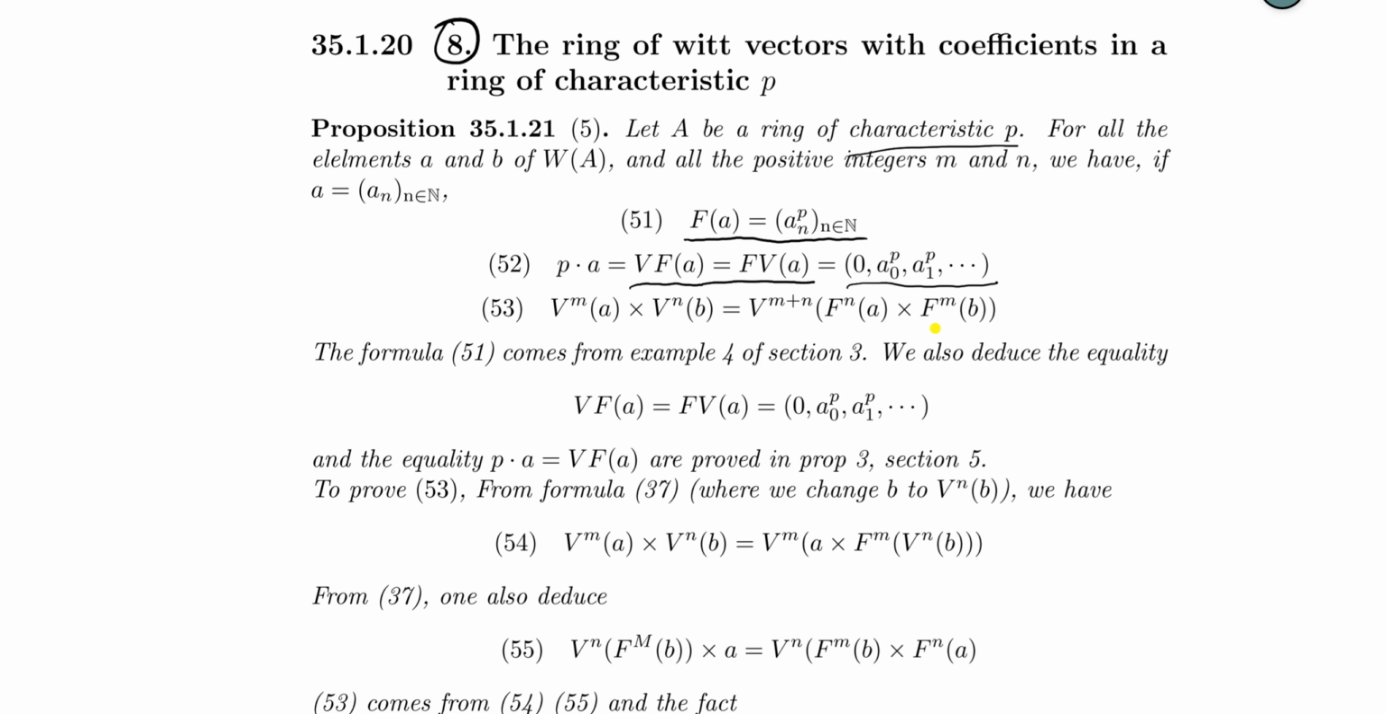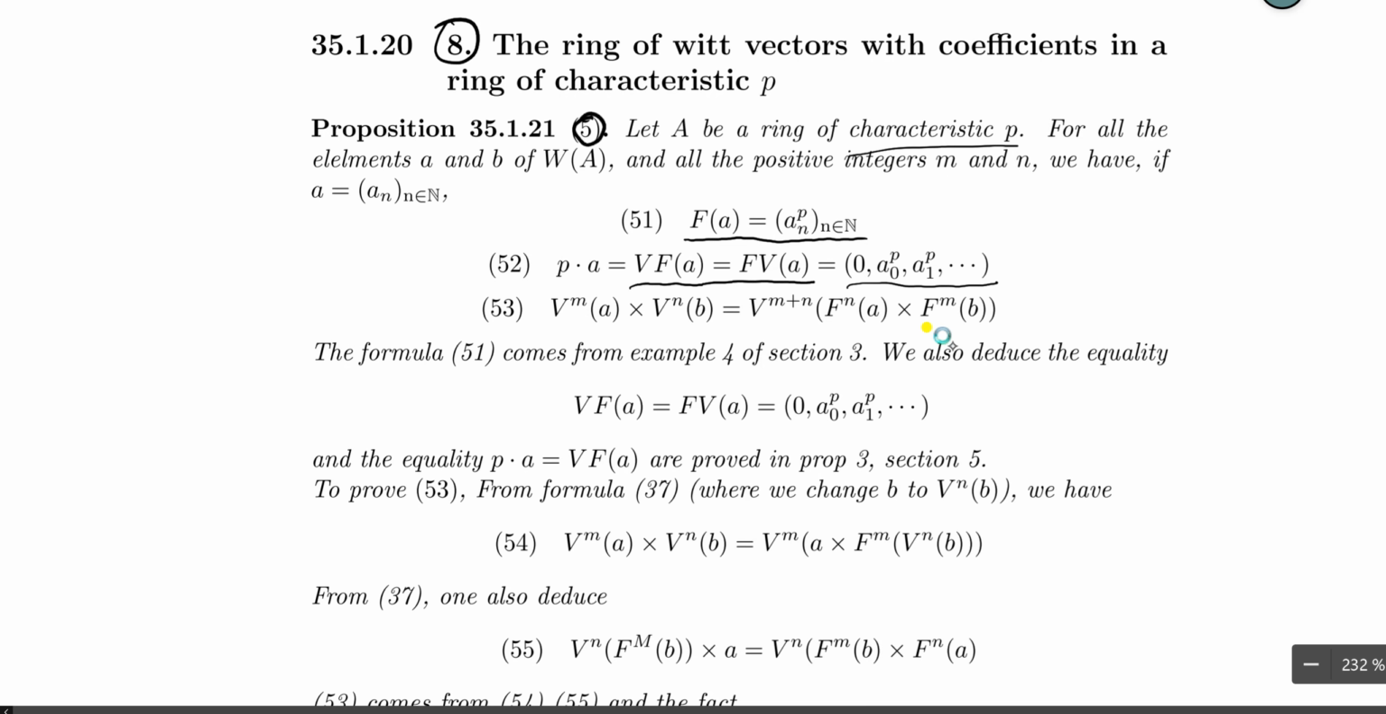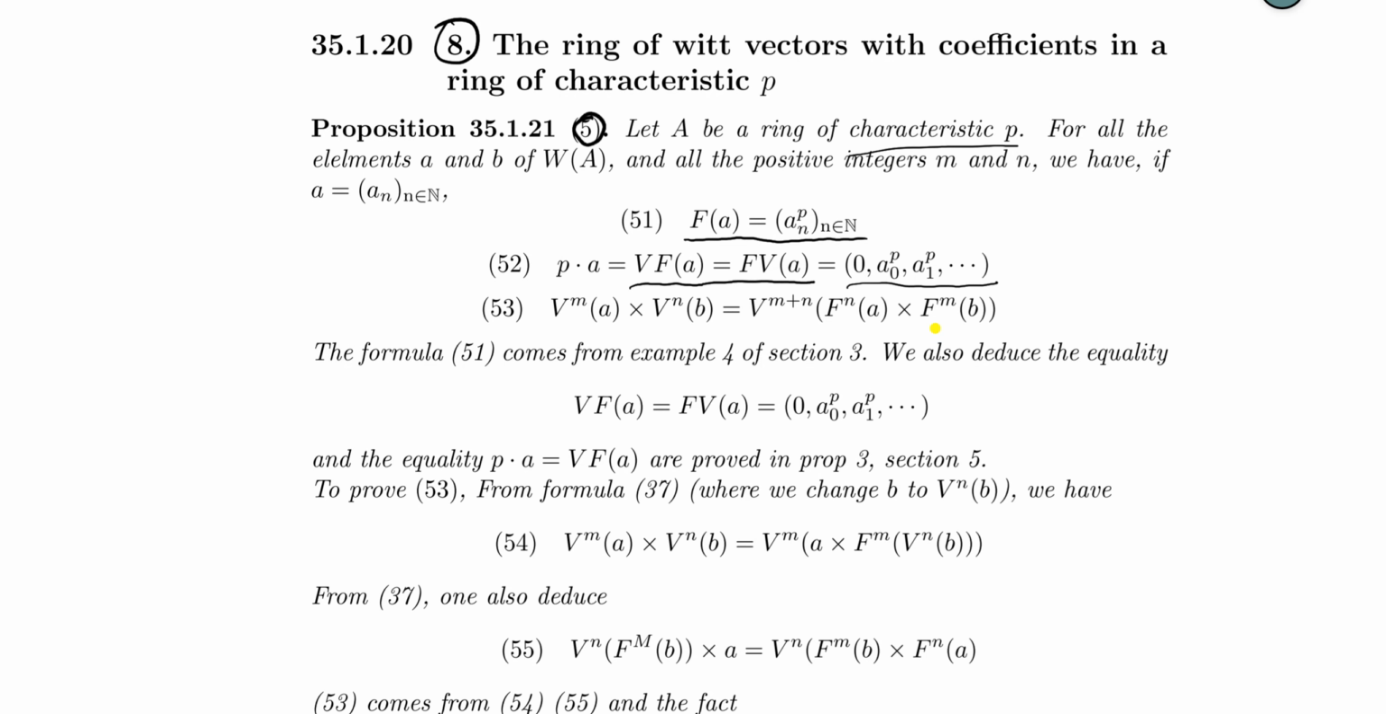This is the last section, section 8: the ring of Witt vectors with coefficients in a ring of characteristic p. Proposition 5. Let A be a ring of characteristic p. For all elements a and b of WA, and for positive integers m and n, we have the following relations for any tuple.